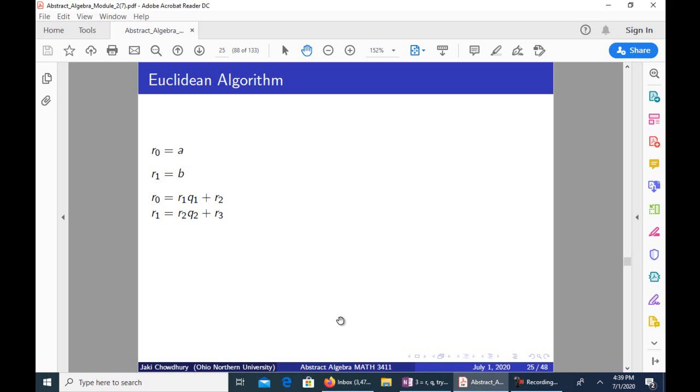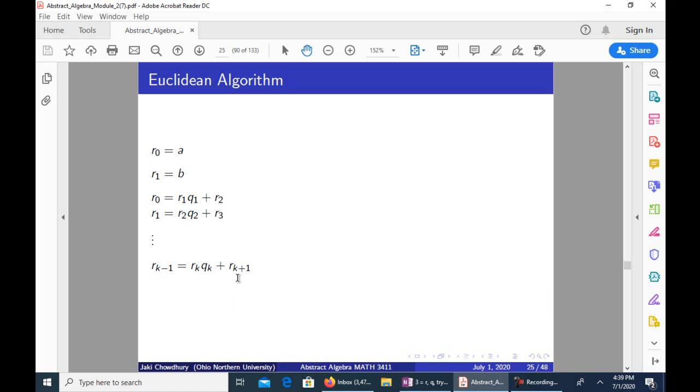Now we divide r1 by r2, and if I divide r1 by r2, then I'm going to get a quotient q2 and the remainder r3, and r3 is strictly less than r2. And if we keep going like this, at some point, on the kth step, r(k-1) would be rk times qk plus r(k+1).